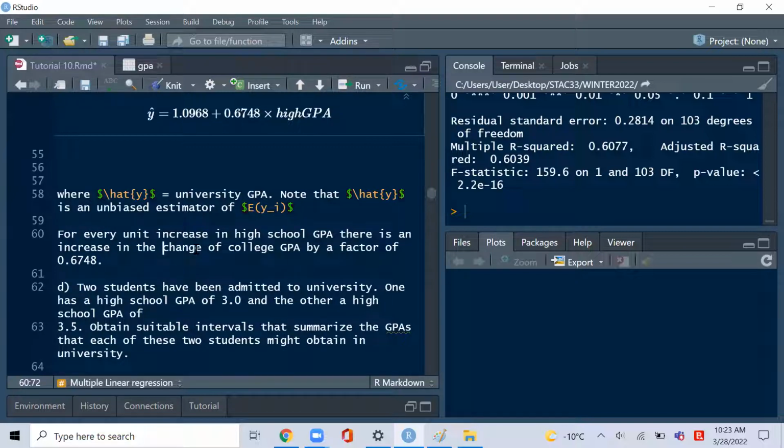And I'm going to look for those things when I'm marking your tutorial worksheets. If I see something like the change in college GPA without the word mean, it will not receive full marks, so it's not correct. So just want to make sure that this is clear. So make sure you're specifying that it's the mean change, not the change itself. You're not estimating Y, you're estimating the expected value of Y.